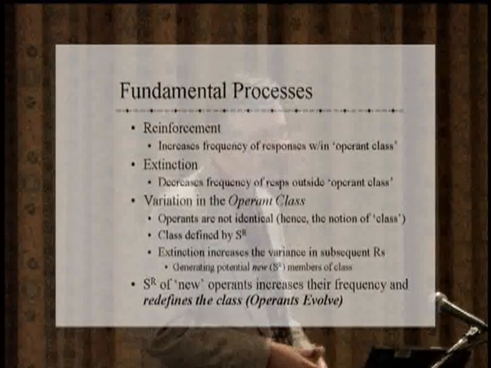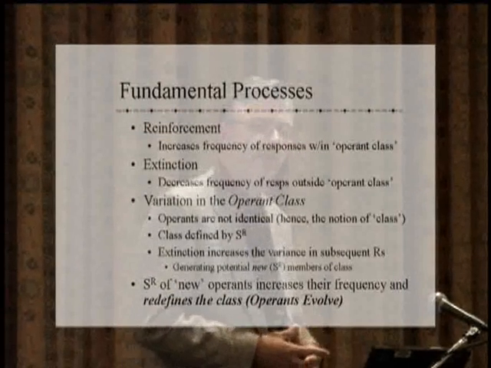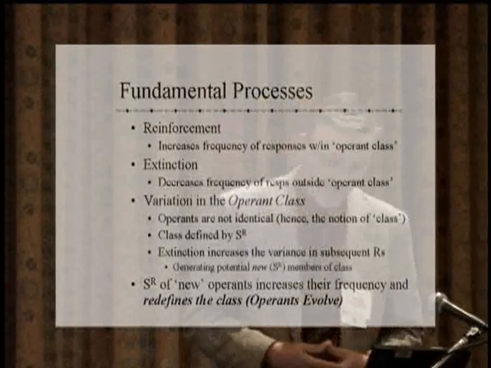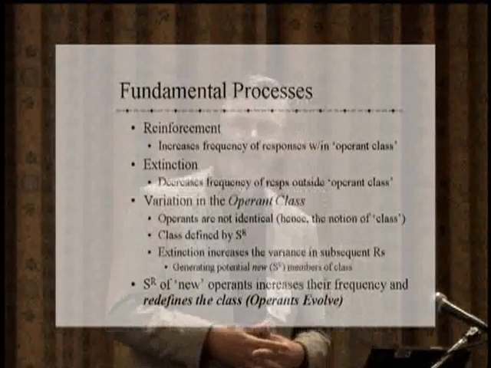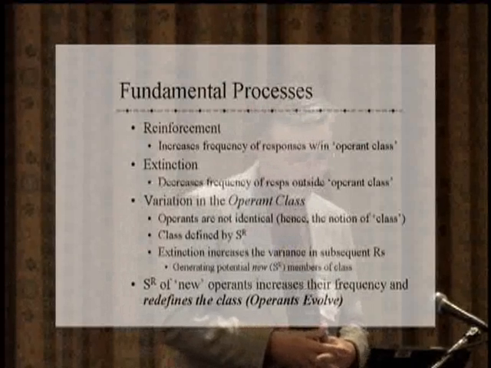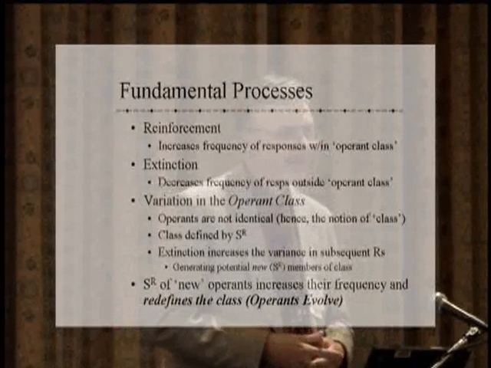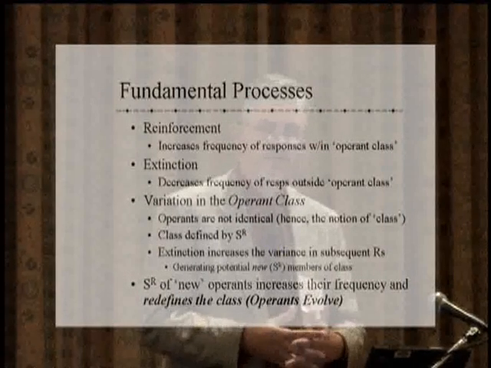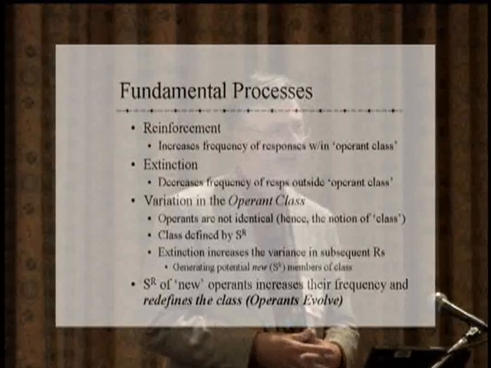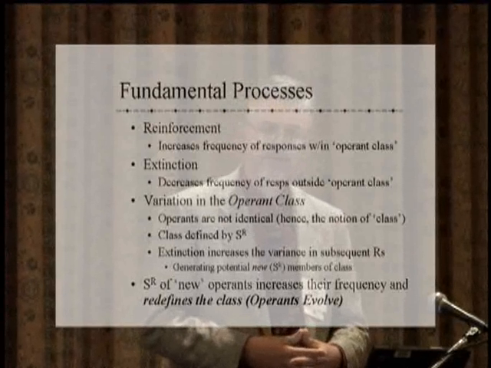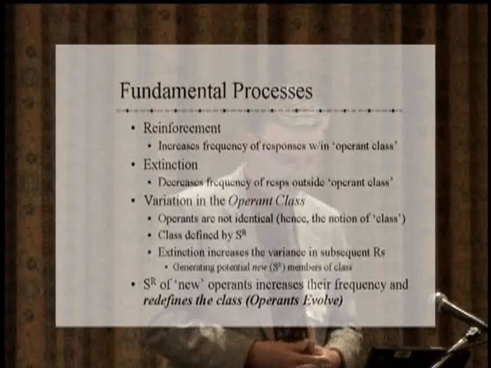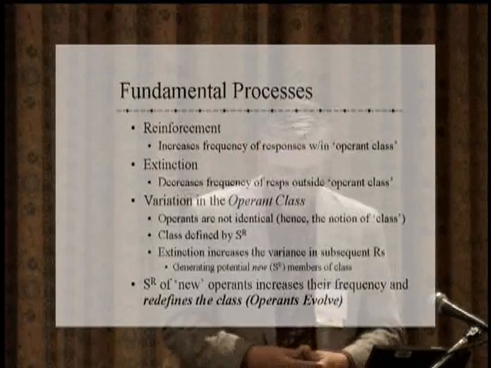But that begs the question, what is this thing called an optimal class? And the operant class is probably the most important thing about shaping. Operants are not identical from instance to instance, hence the very notion of the class that Skinner first defined as operants. That class is defined by the reinforcements that are provided by the responses in that class.